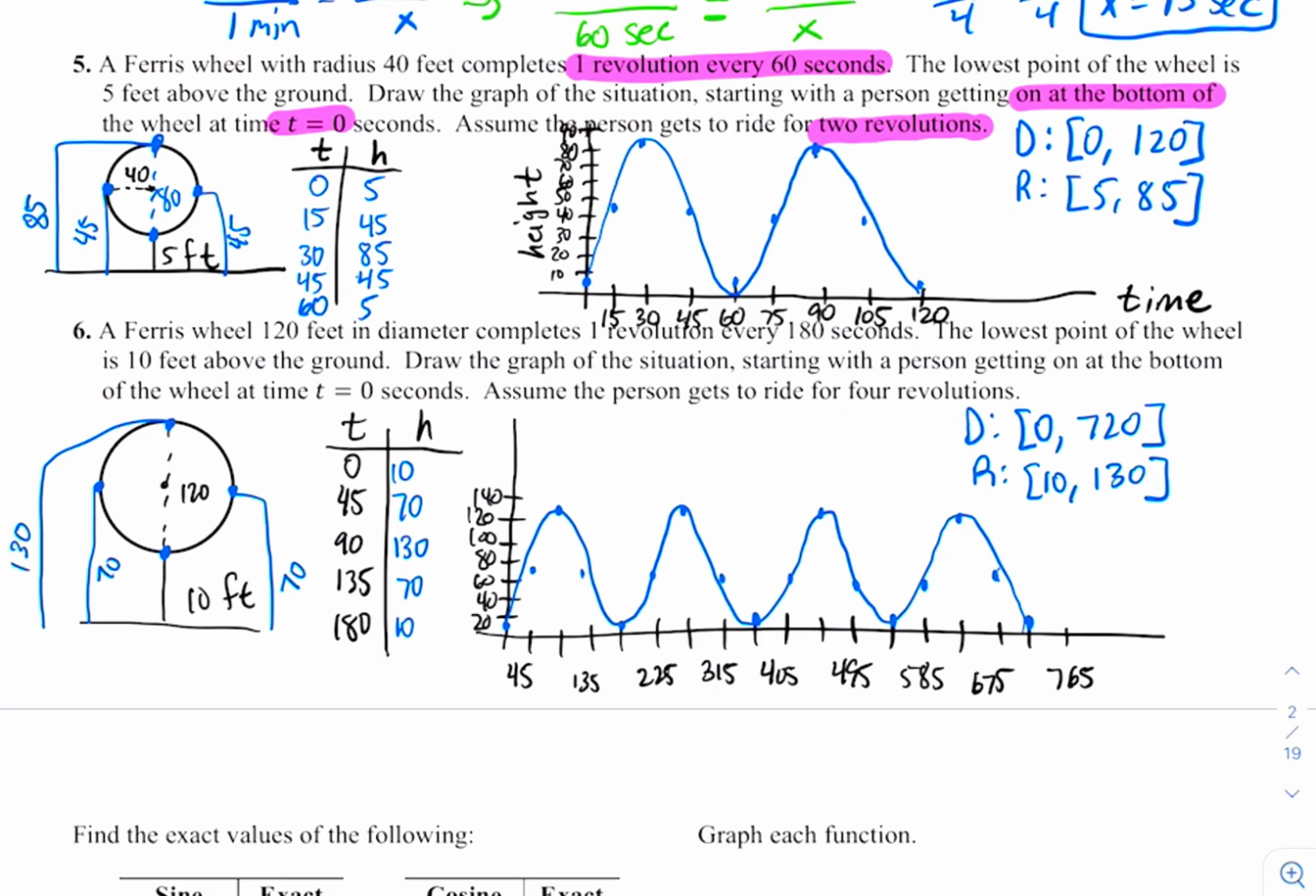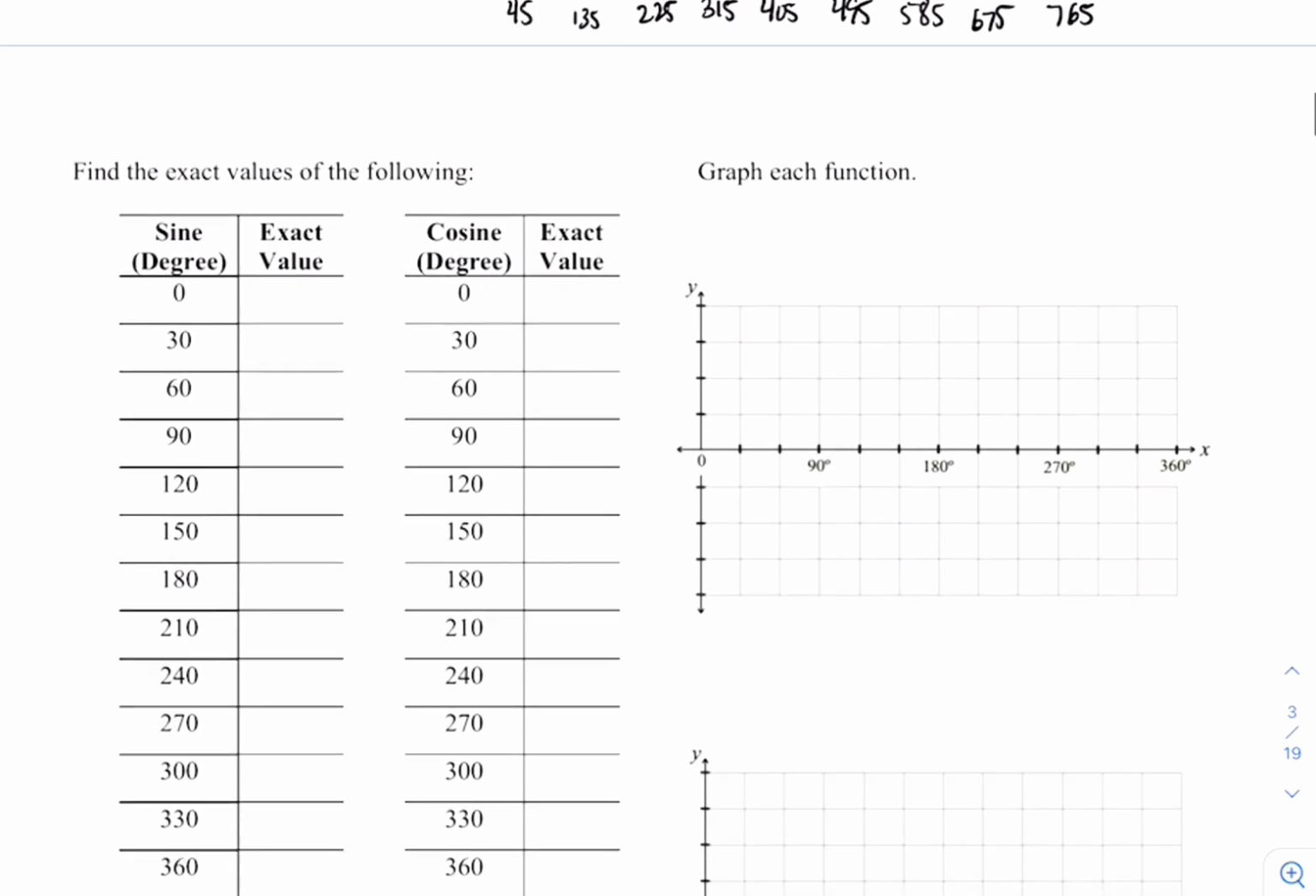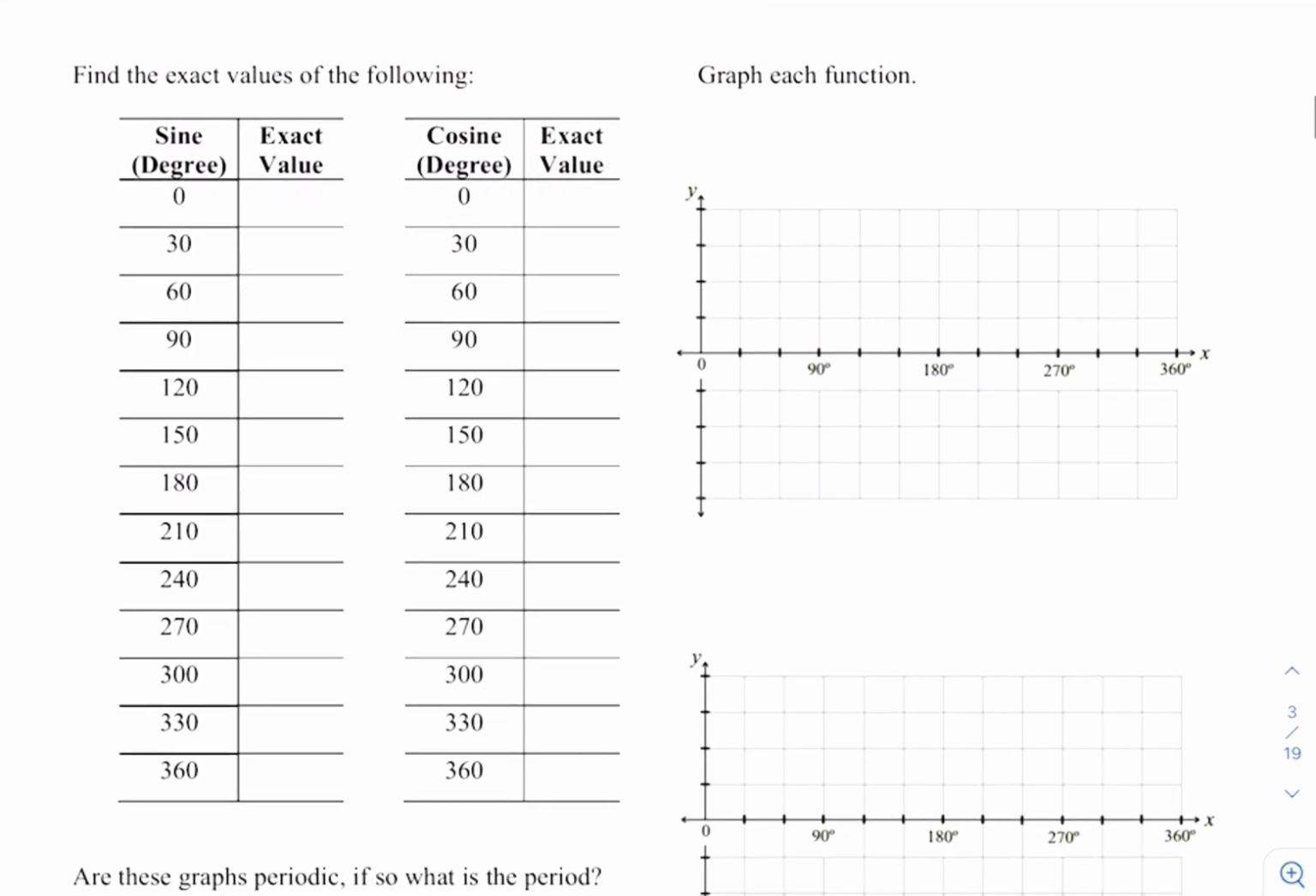So go ahead and compare your answer that you were supposed to finish in our last video to number 6. And then next, I need you guys to again pause the video, and using your unit circle, you are going to fill in these charts. So these are the exact values of sine.